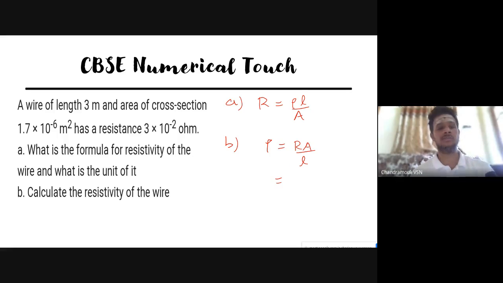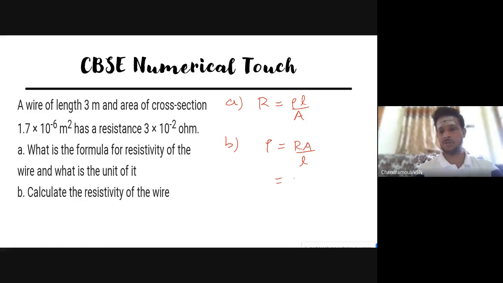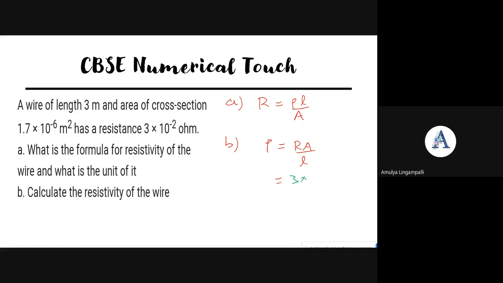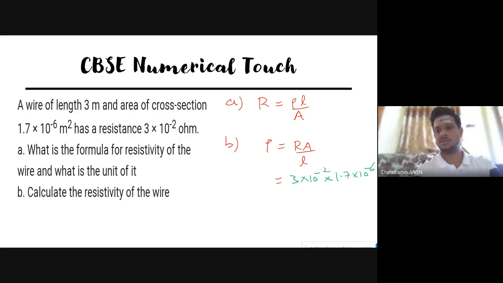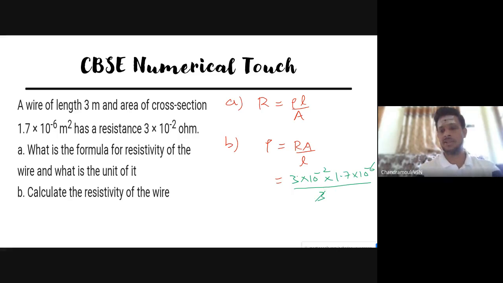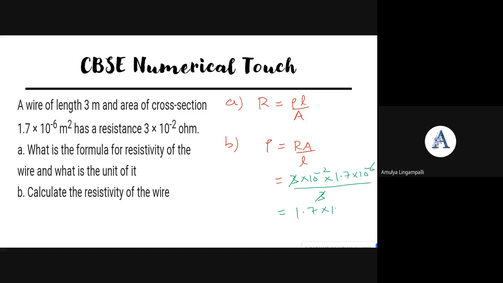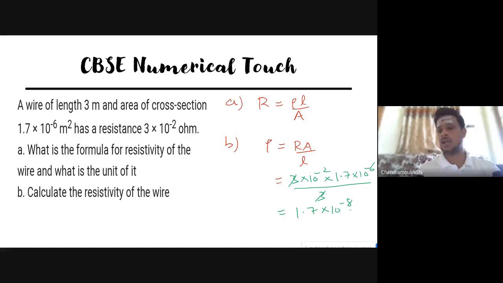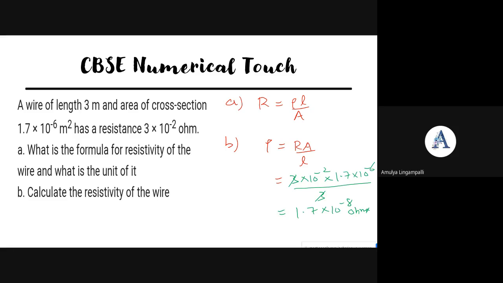Substitution, please, Chakrika. What is R, resistance? 3 into 10 power minus 2. Very good. Area, 1.7 into 10 power minus 6, divided by length 3. The 3 and 3 get cancelled. What do you get, rho? 1.7 into 10 power minus 8. And the unit of resistivity is what? Ohm into meter.